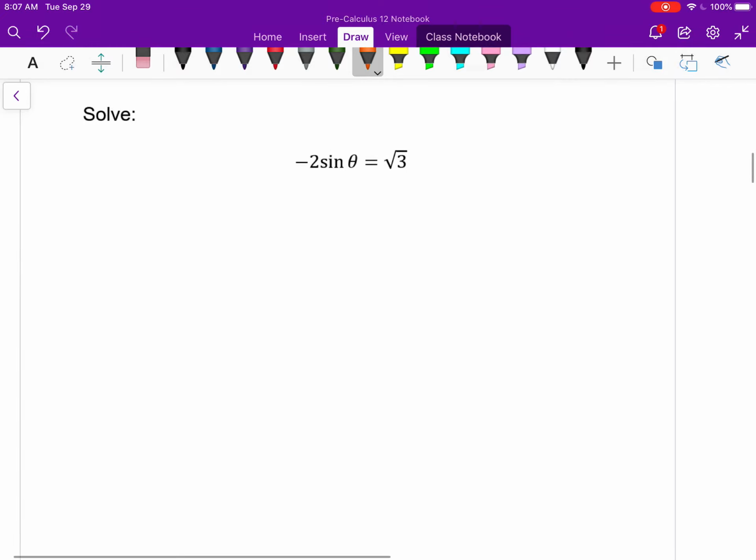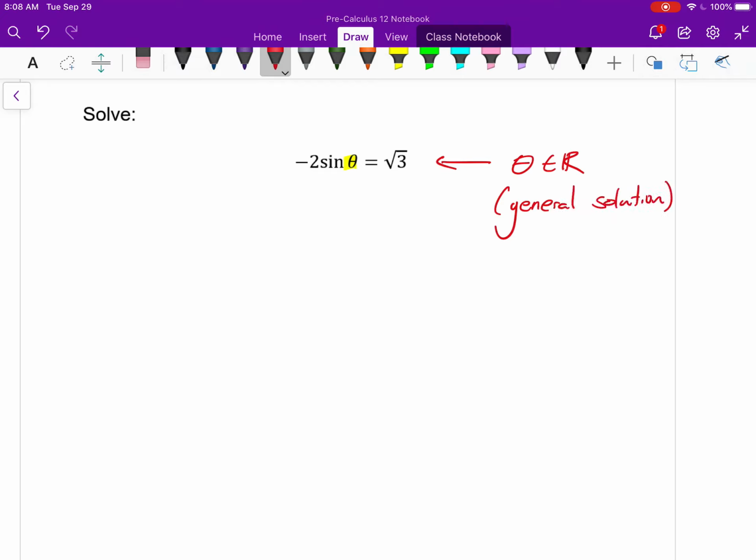Okay, the next question is the exact same, but there's no restriction. So if there's no restriction, it literally means what I just said. There's no restriction. There's nothing stopping you for x, or theta in this case. So this means theta can belong to all the real numbers. We call this a general solution. And a question like this either has no solutions or infinitely many solutions.